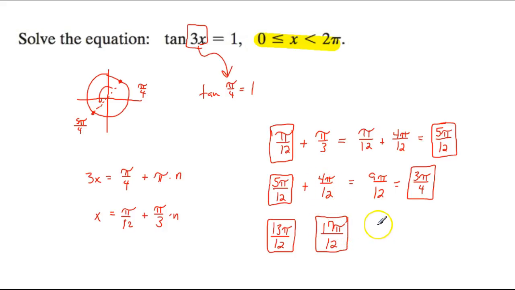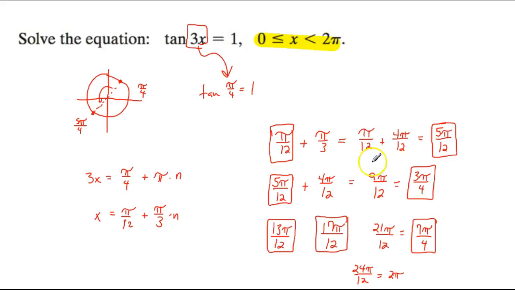4π/12 again will get me to 21π/12, which once again will reduce because of the common 3 as 7π/4. That's another solution. Now the next one, if I added another 4π/12, I would get 25π/12. Alright, 24π/12 is 2π. So 25π/12 would be too big. So this is the last one. So there's our solution. There's 1, 2, 3, 4, 5, 6, 7 solutions within that first revolution. Okay, and that's what all you would list.